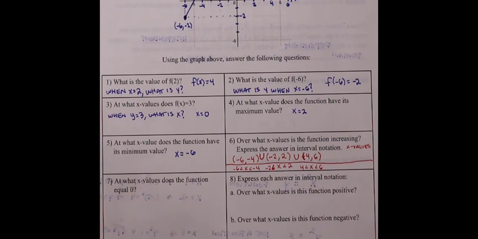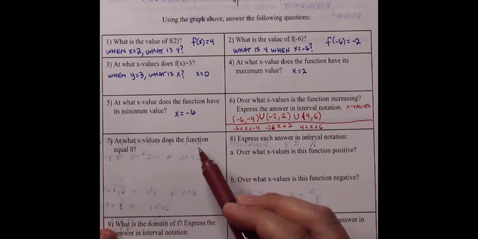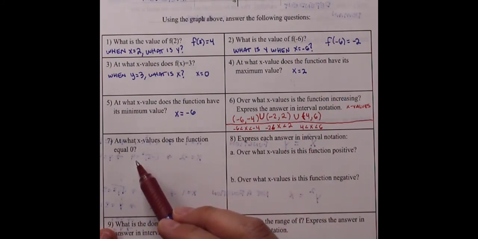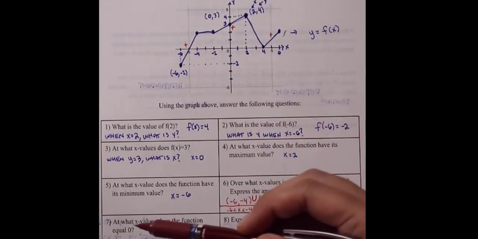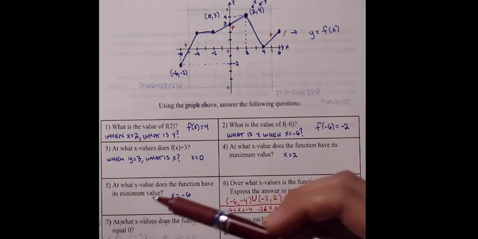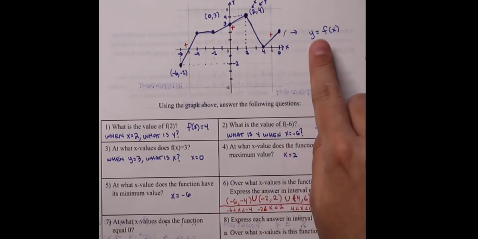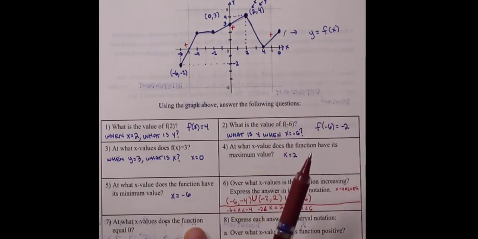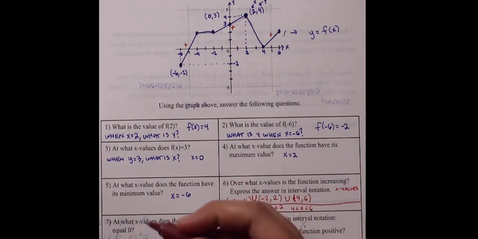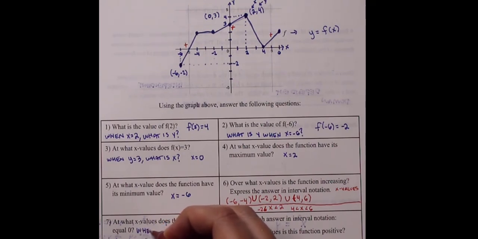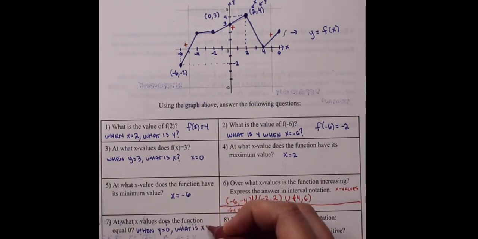Alright, let's see what this one says. Part 7. At what x values does the function equal 0? So if you look at your function now, when does its y value or output equal 0? It doesn't say y value, it doesn't say output, but the function equals the y value. So that's what it implies. What's the y value? When the y value is 0, what's x? So if you want to translate that, when y is 0, what is x?